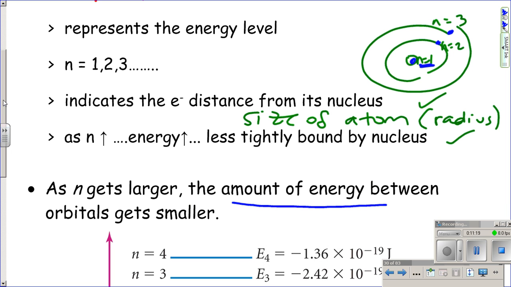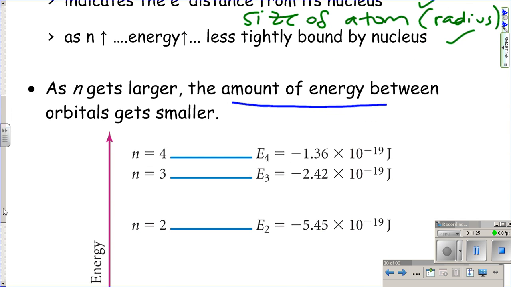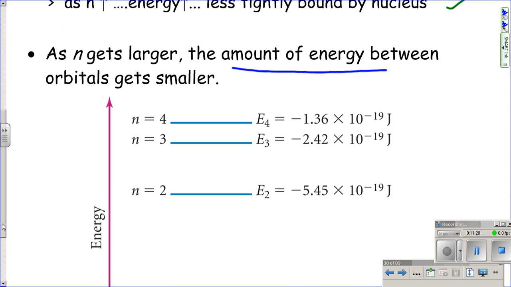But less tightly bound by the nucleus means they have more energy, and we know that because we can do the Rydberg equation to prove that too. And there's that lovely picture again that Grace was drawing. So as the n gets larger, the amount of energy that it contains is larger, but these differences are minimized.